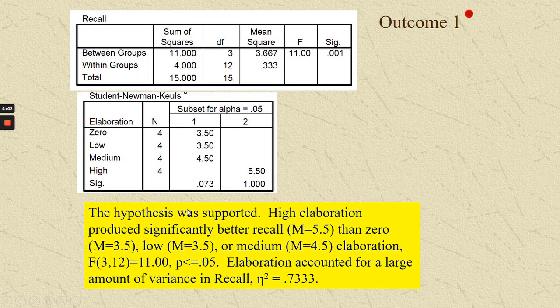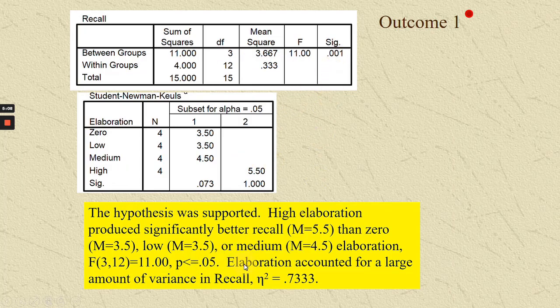Okay, so outcome 1, we'd say the hypothesis was supported. High elaboration produced significantly better recall. So that's this. Then 0, low, or medium elaboration. And then I'd summarize the F would be here. F with 3 and 12 degrees of freedom is equal to 11. It's significant because the P is less than 0.05.